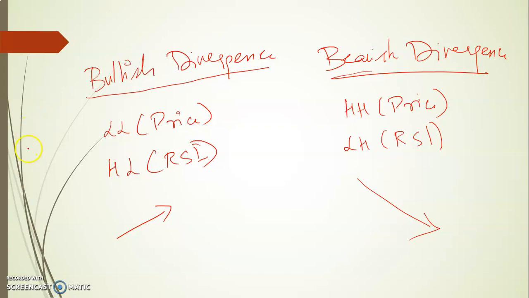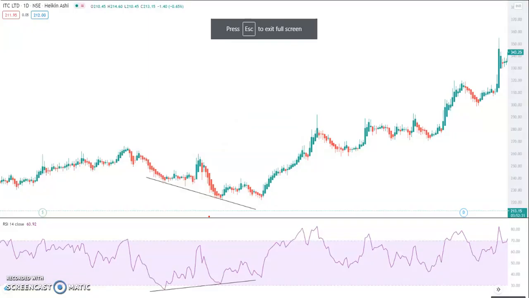Just to reiterate, buy when you see the lower low in price and higher low in RSI, and then there is a change in the trend, take a position. For a sell, whenever you find a higher high in price and a lower high in RSI and there is a reversal, take a sell position here and for the buy here. This is the strategy.